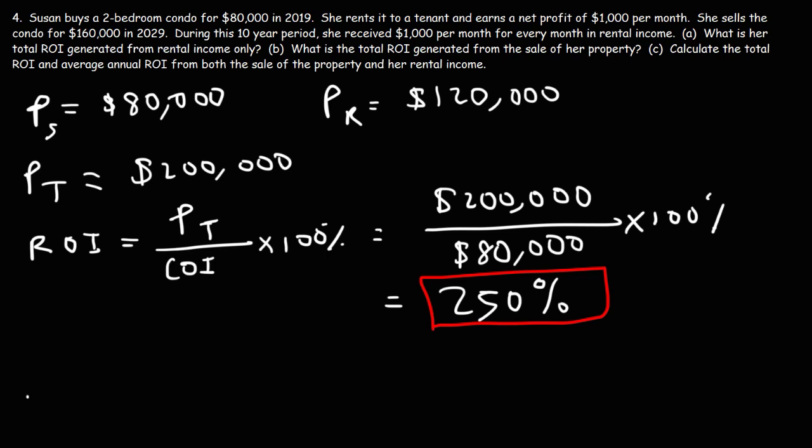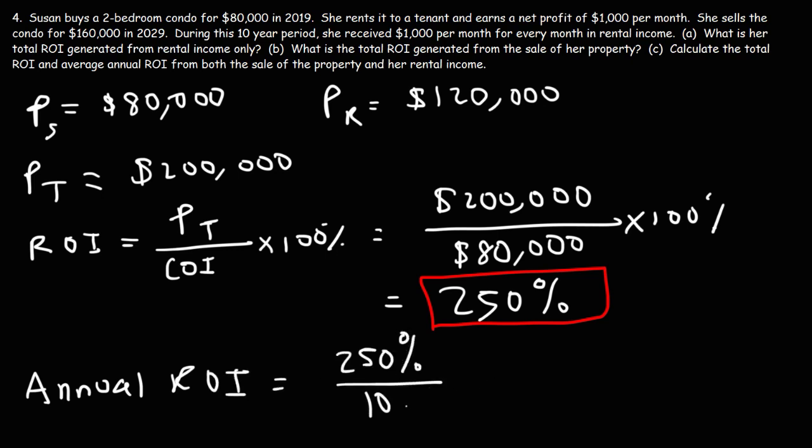Now, to calculate the average annual ROI, we're going to take that number and divide it over a 10-year period. So this is going to be 25% per year. So on average, she was earning 25% from her initial investment. This includes the rental income and the price appreciation of her condo. So now you know how to calculate the return on investment.